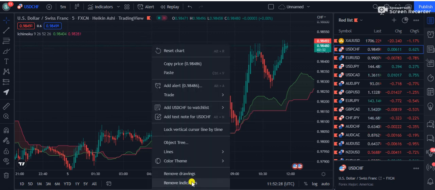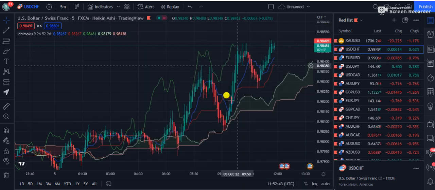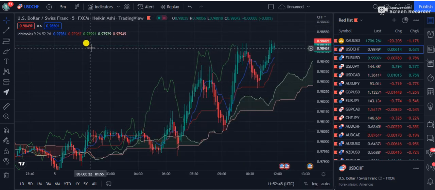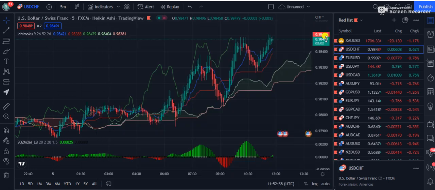So guys, we will make this indicator completely ready. You can trade any time frame, any type of market: forex, crypto and the stock market. I'm going to use the simple Ichimoku cloud indicator, which has a basic look like this. The second indicator that I will be using today is the squeeze momentum indicator by Lazy Bear. You can see 81,165 traders are using this indicator.